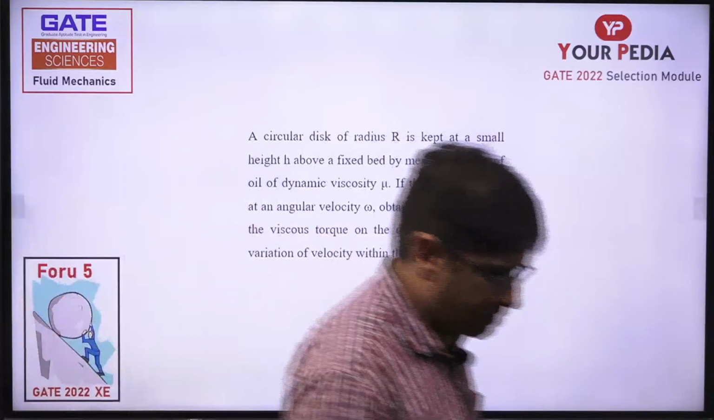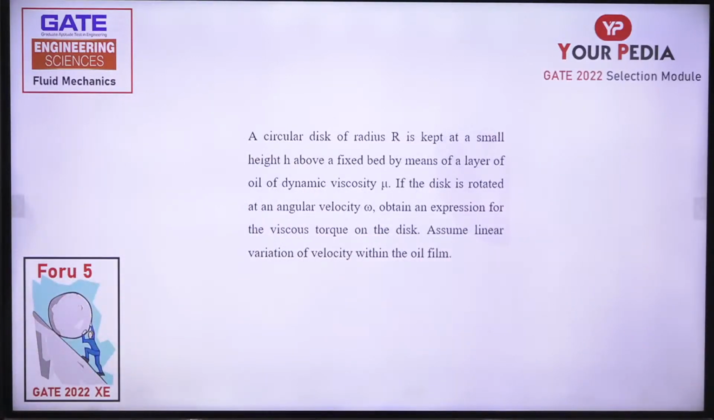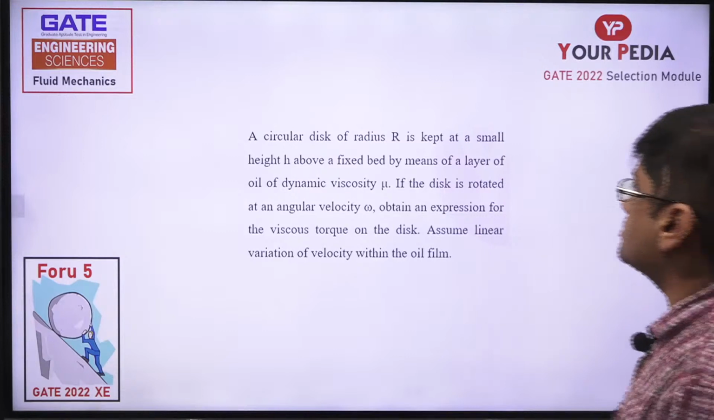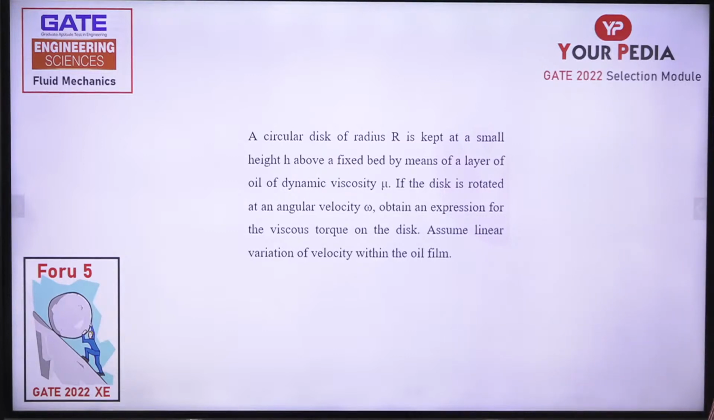Now read this question carefully. Before I discuss this question with you, read this question carefully. Okay, there's a circular disc of radius r and it is kept at a small height h above a fixed bed by means of a layer of oil of dynamic viscosity mu. If the disk is rotated at an angular velocity omega, what will be the expression for viscous torque on the disk? Assume linear velocity profile.